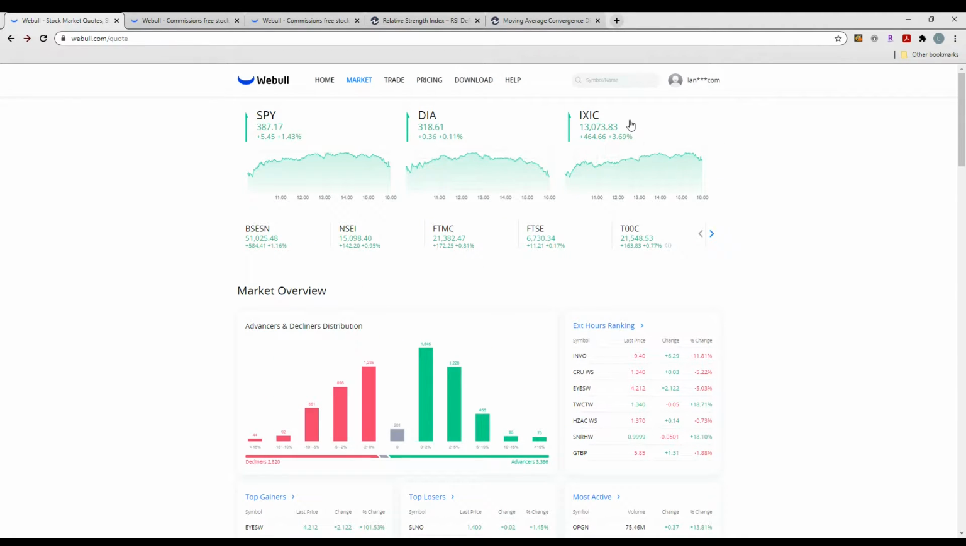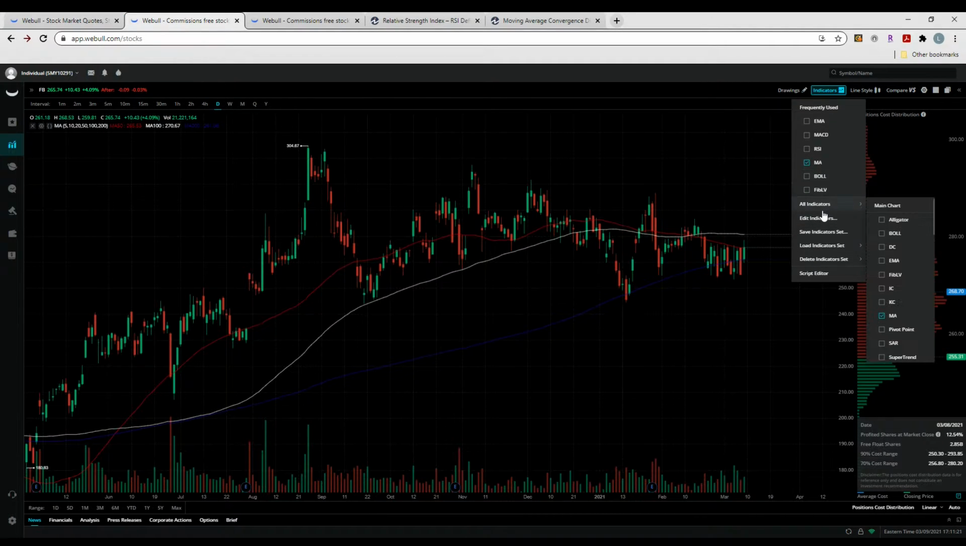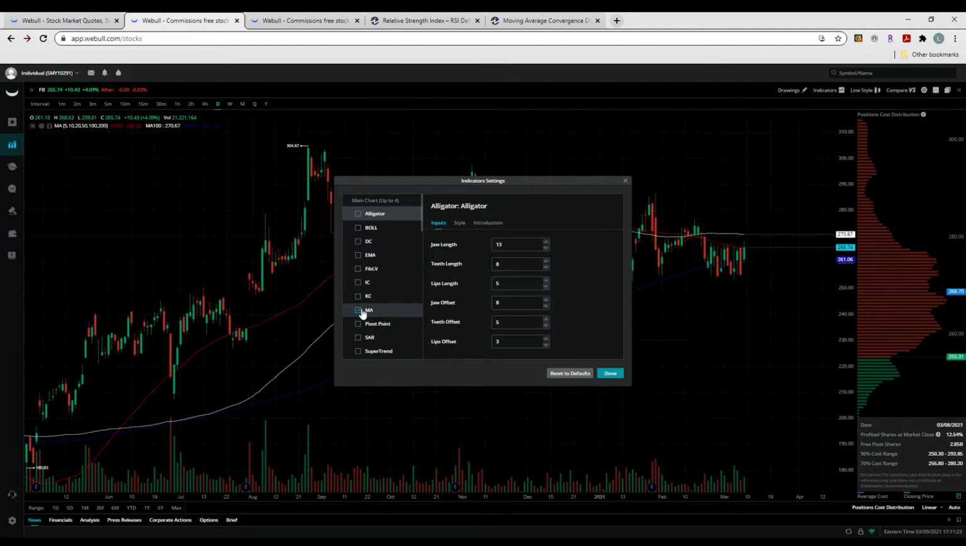Alright, let's get right into it. The first indicator I like to talk about is the moving average, or MA. This is one you need to have in your bag of tricks if you don't already. Now, what is the moving average?